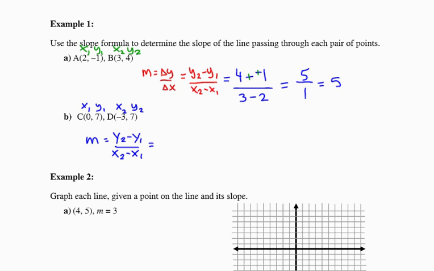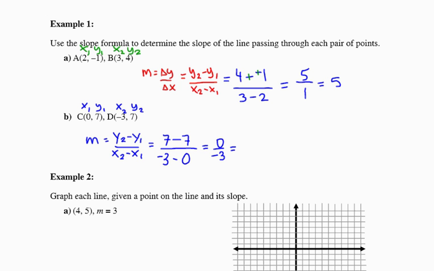So we just sub it in. Y2 is 7. There's y2. Minus y1 is 7. Over x2, negative 3, minus x1, 0. So it's 7 minus 7, and negative 3 minus 0, negative 3.